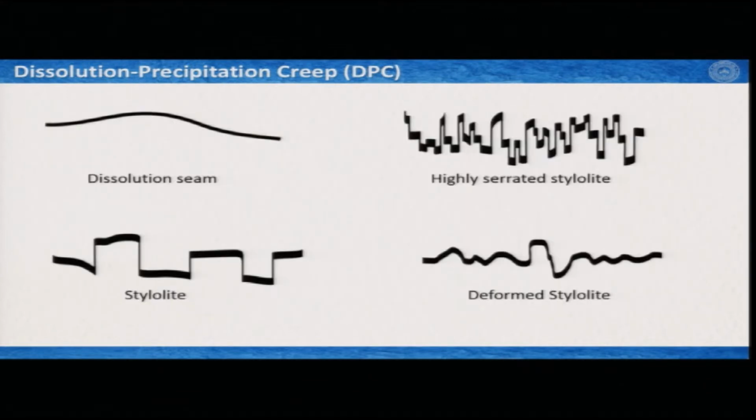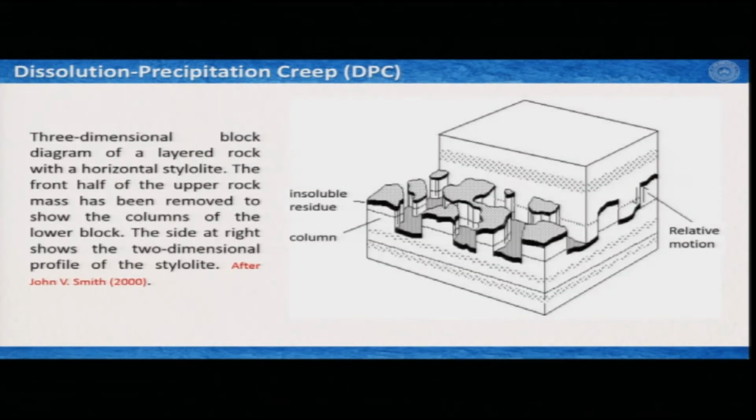Now, if it happens on a surface, initially we develop some sort of a plane which is known as a dissolution seam. So, you have one grain or area here, and then you have another area here, they compress each other, and a dissolution seam forms along which the materials get dissolved. And sometimes when you go to higher pressure, this seam tries to slip along this line, and it develops a structure we call a stylolite, and if it happens in a very dense way, we call it a highly serrated stylolite, and this stylolite can also get deformed, and then we call it a deformed stylolite.